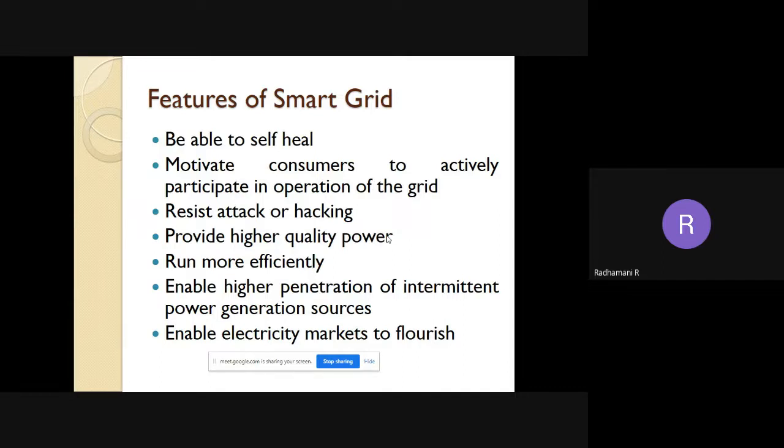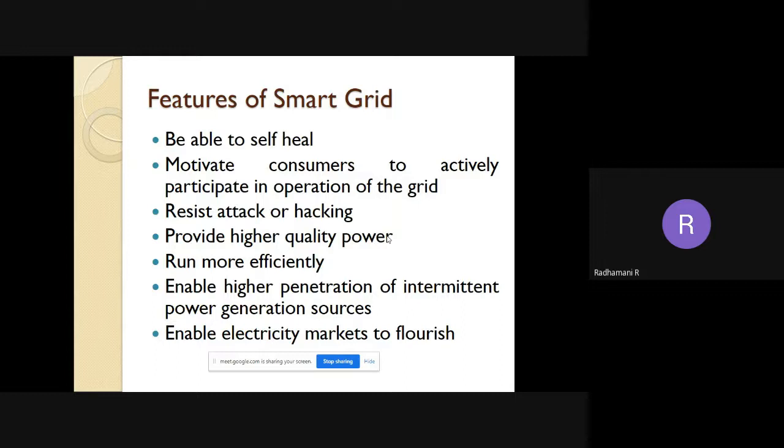integration of our smart grid system to the grid should restrict attack or hacking. Because a smart grid always deals with data communication over the internet, since we are using this ICT, information and communication technology. So it always deals with the internet, so it should be more secure. As a smart grid, it should resist the attack or hacking of the system. That is another feature of the smart grid, and provide higher quality power.